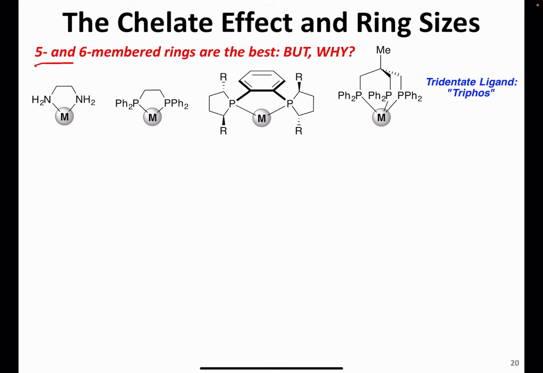So 5 and 6 membered rings, which in organic chemistry are highly unstrained, 6-membered rings effectively have no strain, are also favorable here. You want your metal to engage and be in a 5-membered ring, like these, or a 6-membered ring, like the tridentate triphos derivative.